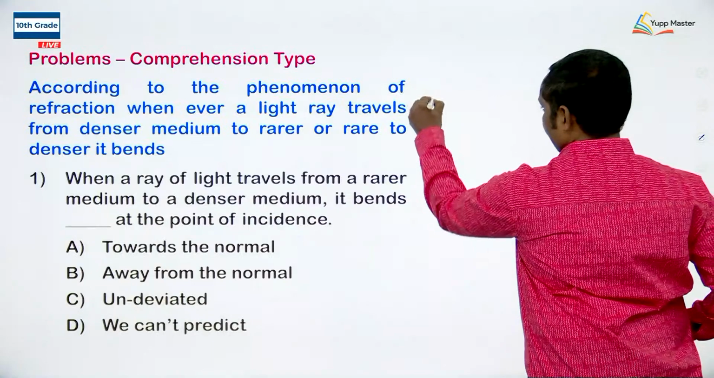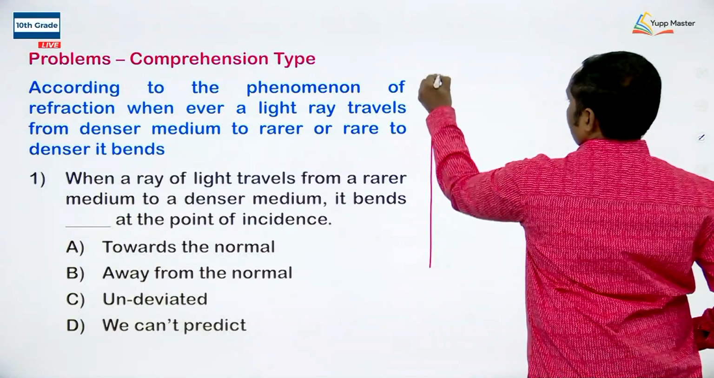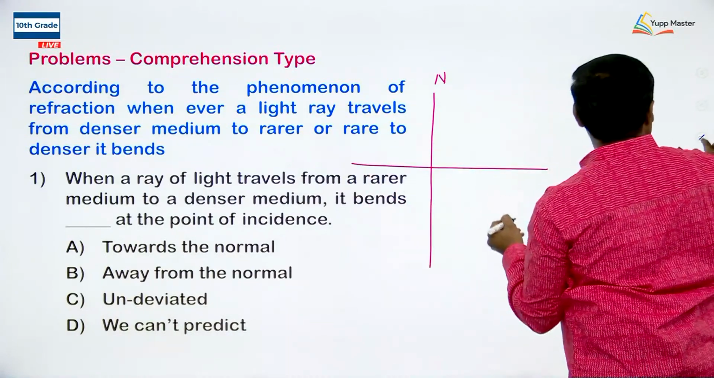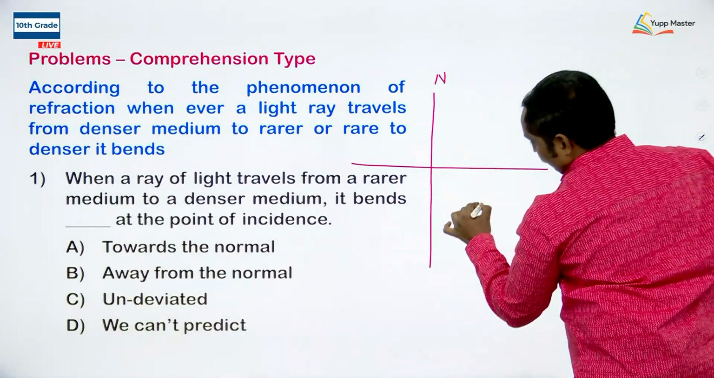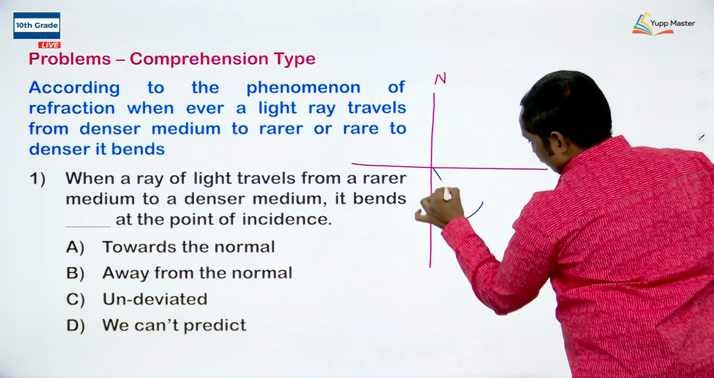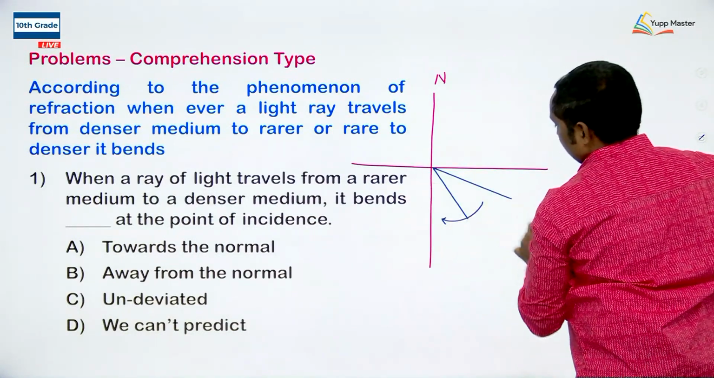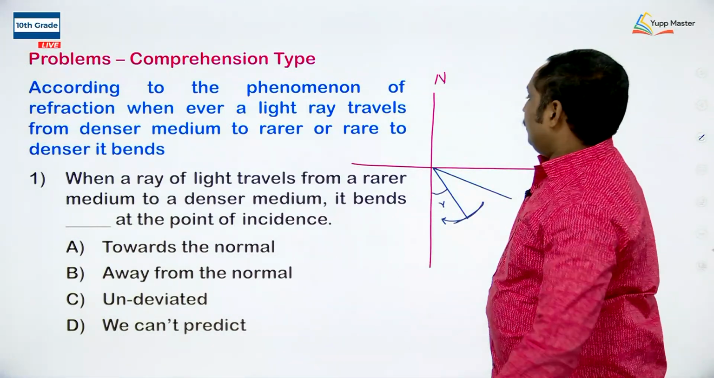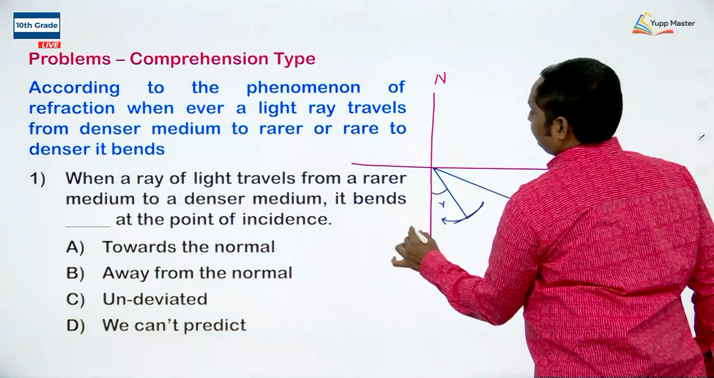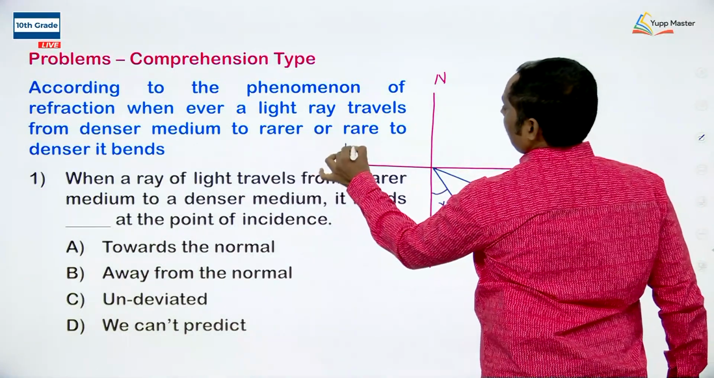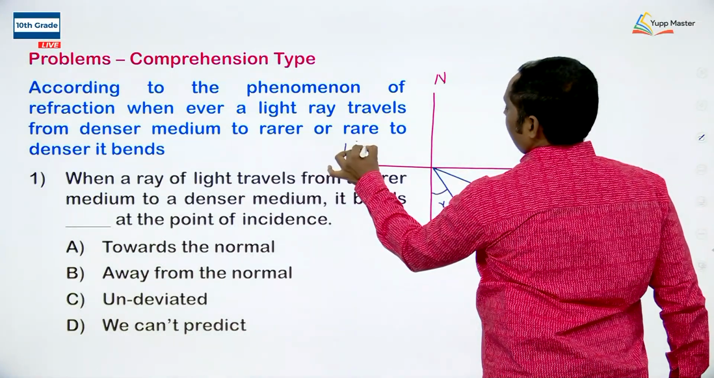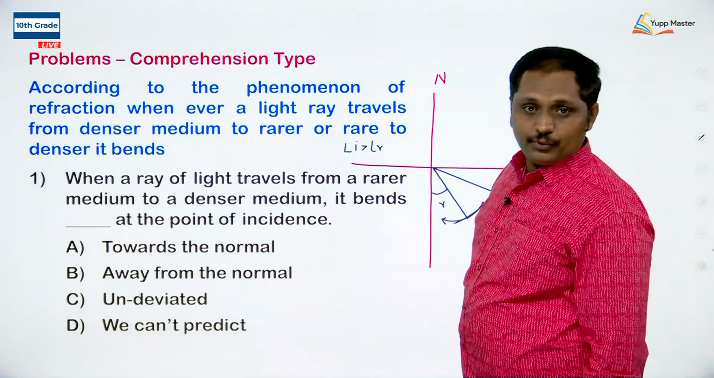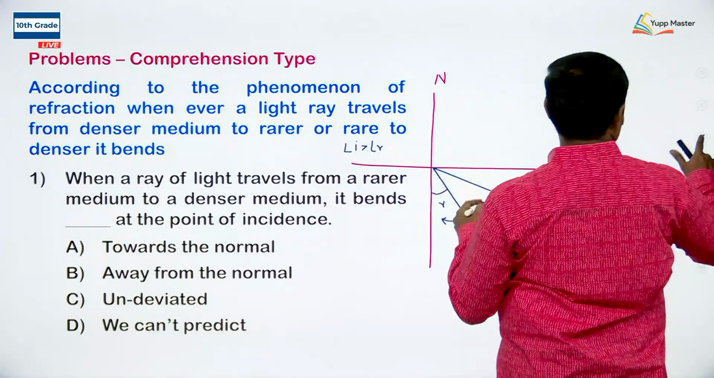If you take this as the normal, the refracted ray moves towards the normal. So the angle of refraction is less. In this case, angle i is greater than angle r. So the angle of incidence is more, like that you will confirm.